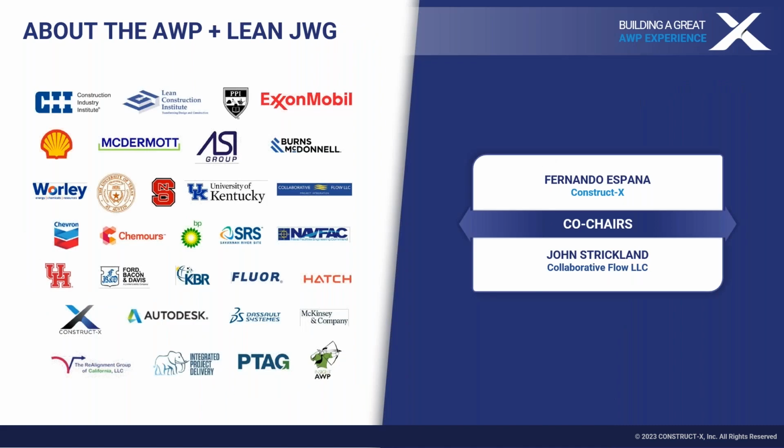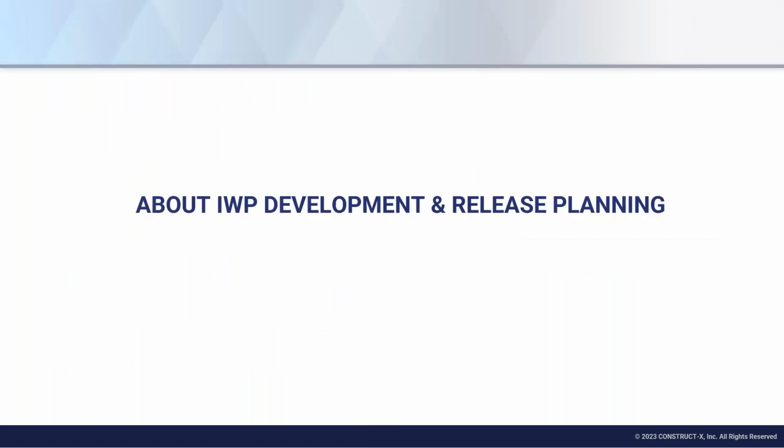John and I are both the co-chairs of this, and you can see we have a lot of members, and they come from a lot of different companies, and so a lot of active participation, which is fantastic. So as we explore this, today is a little bit about IWP development and release planning, and think ahead of that, and then we'll also think in front of it. What are we really trying to accomplish? So John, why don't you go to the next slide?